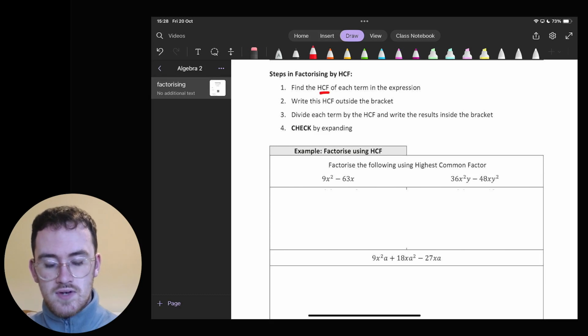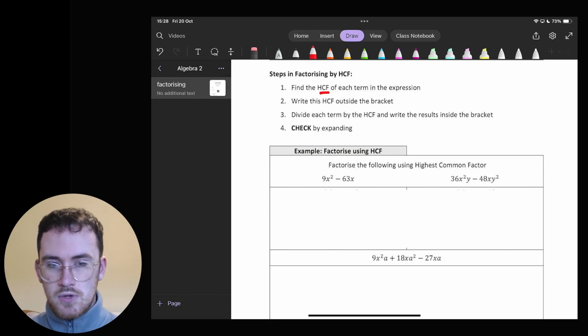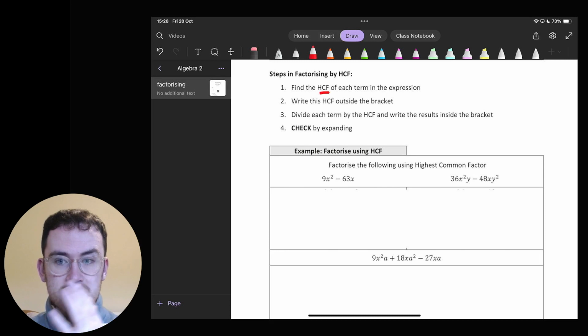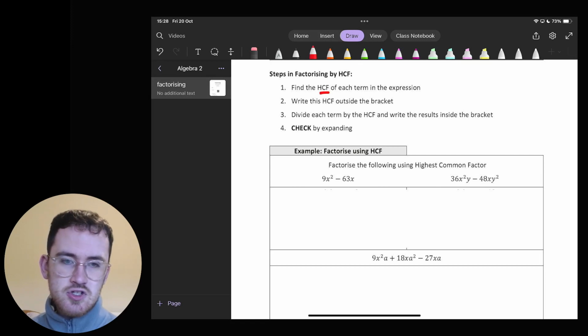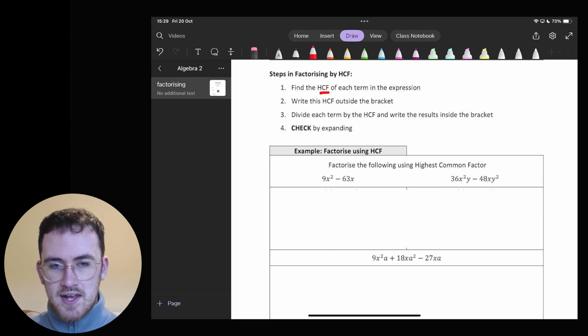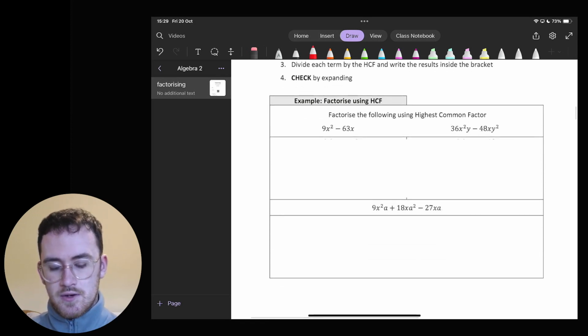So we look for the greatest factor, the largest number and letter that would divide into everything in the expression. It has to divide in evenly to all terms. We then write this highest common factor outside the bracket, and we divide each term by our highest common factor. And then the last little step is just to check our answer by expanding our brackets. So let's apply that now to these 3 examples here.